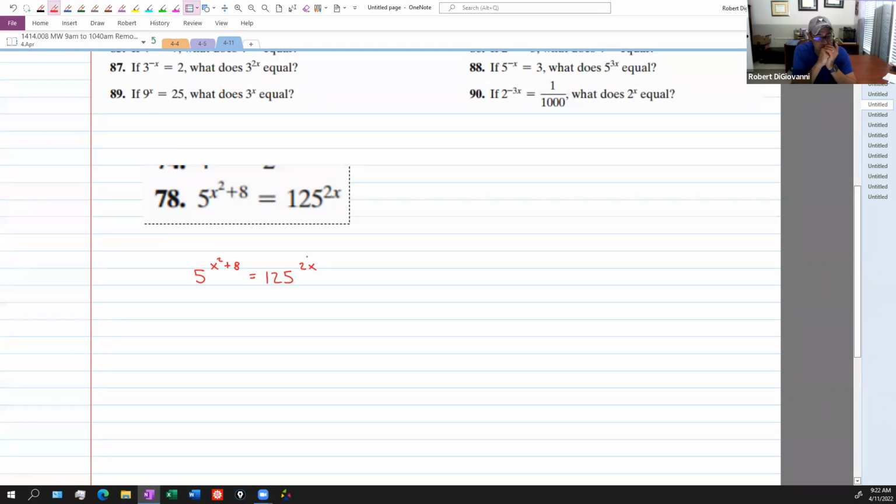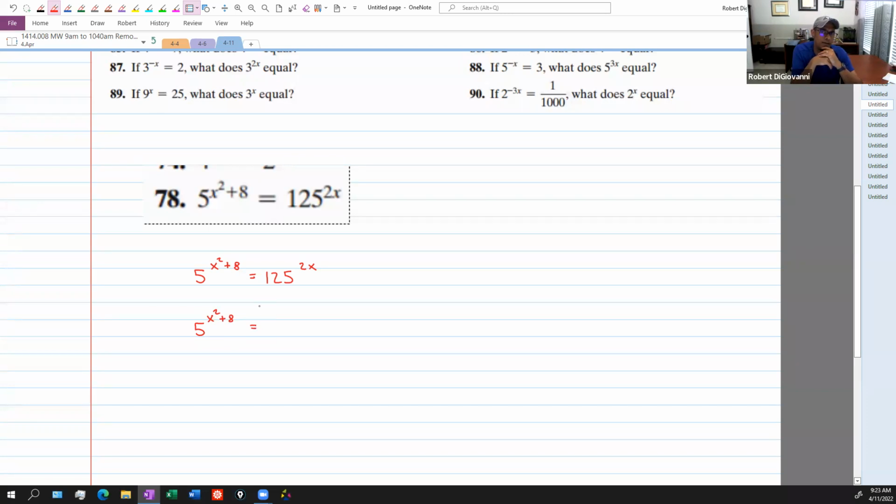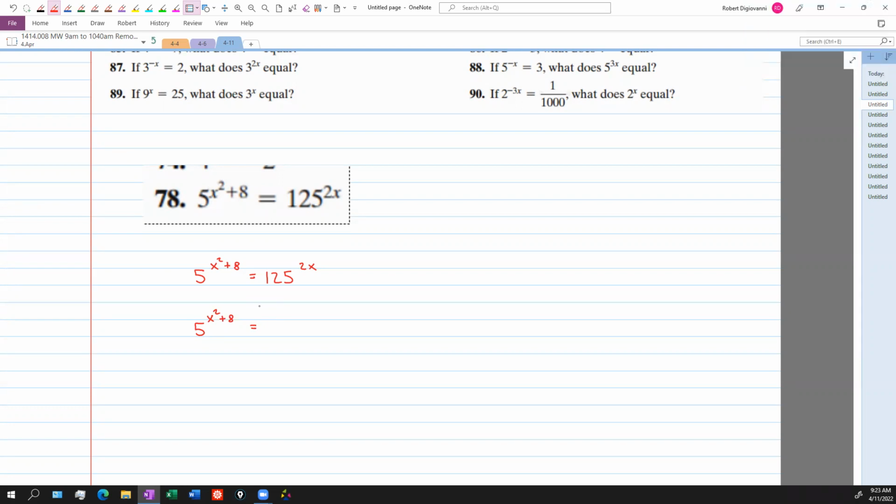All right, Ashley, are you there? Yes, sir. Okay, so these don't have the same base, right? 5 and 125. Mm-hmm. So can you rewrite one of those as a power of the other one? Wouldn't it be the 125? Okay, 125 can be rewritten as what? So is 125 a power of 5? So what's 5 squared, right? 5 squared is 25. Mm-hmm. And if we multiply that by 5 again, we would get 125, right? Yes.